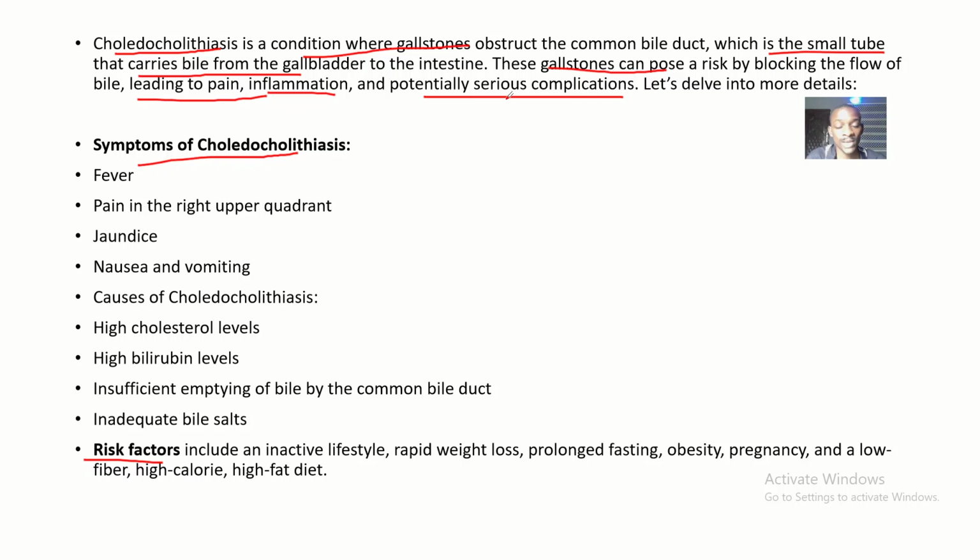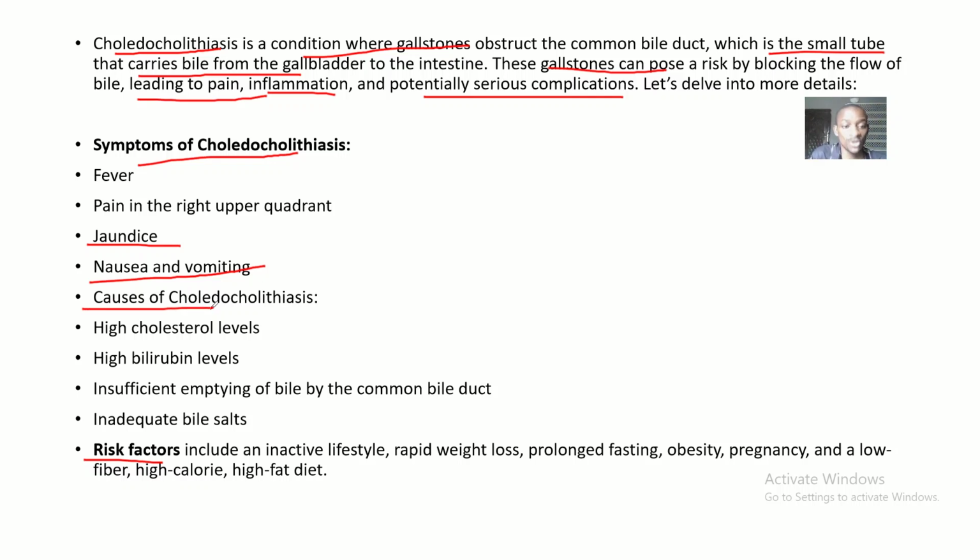The symptoms include you might have fever, all right? You can have pain in the right upper quadrant. By this time you guys should already know the 9 quadrants of the abdomen. So the right upper quadrant, you have pain there because that's where the gallbladder and the common bile duct are located. Then jaundice, you can have jaundice. You have yellow coloration of the eye, yellow coloration of the sclera, yellow coloration of the skin too. Nausea and vomiting. Nausea is like the feeling of vomiting, while vomiting is actually expelling your abdominal contents.